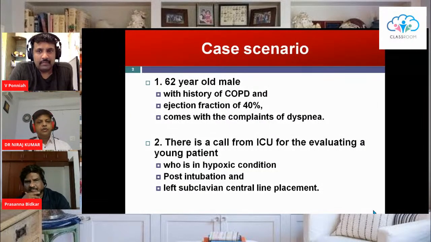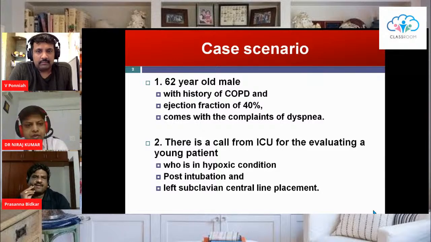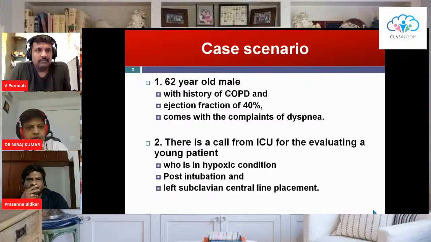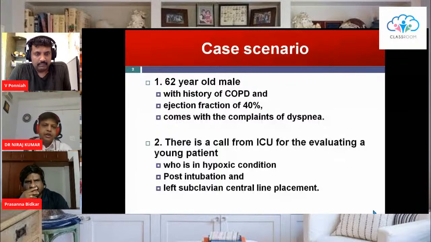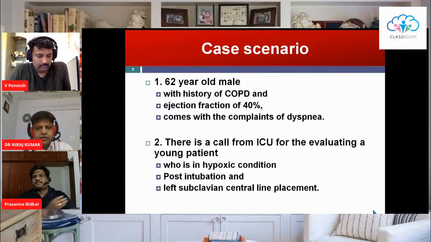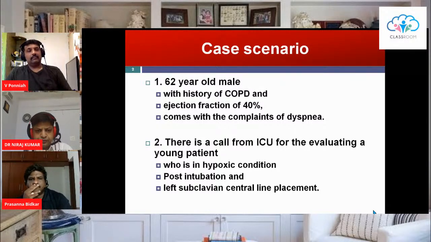Okay. So we are going to start with the case scenario. The first case is a 62-year-old male patient with a history of COPD and an ejection fraction of about 40%, and he is coming with the complaint of dyspnea. In this situation, we have two options: either respiratory pathology or cardiac pathology.